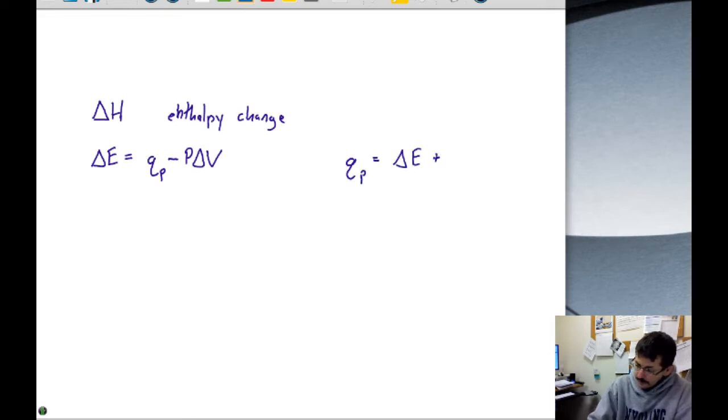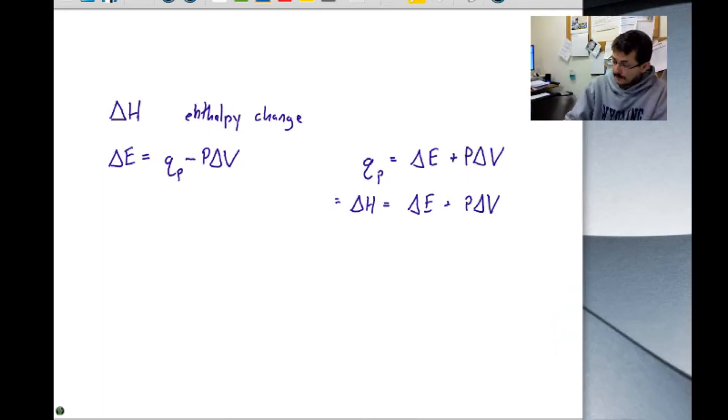Now, we can rewrite this with a little bit of rearrangement, and we can say that the delta H of this would be equal to delta E plus P delta V. And so, long story short, we can think of the heat output at constant pressure within a system as representing the enthalpy change of that reaction. And that's usually per mole.